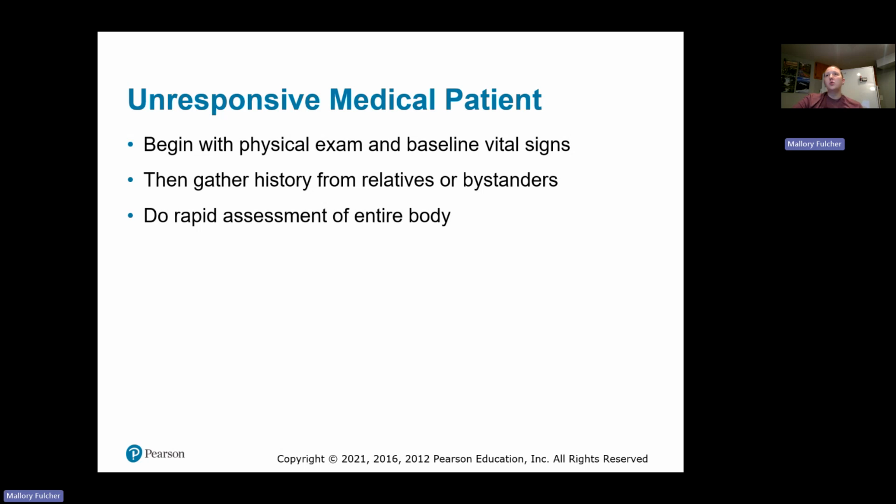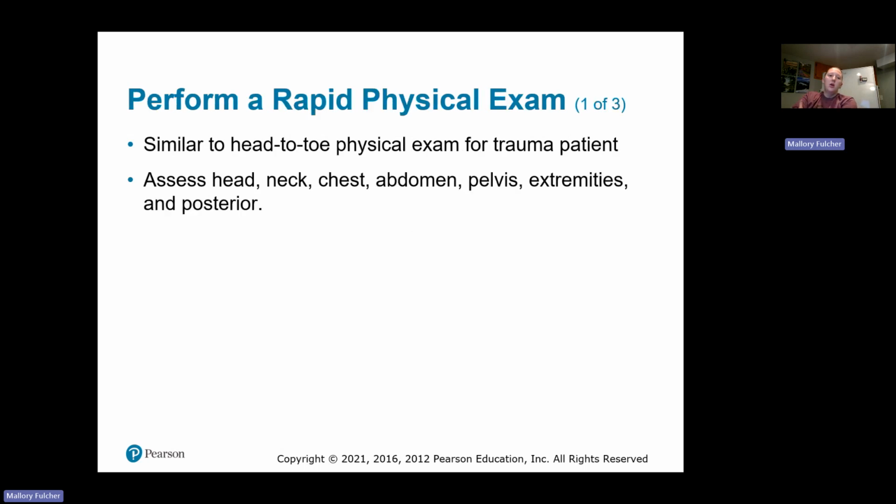Unresponsive patients, we still want to do that baseline physical exam, vital signs, and then, of course, talking to those relatives and bystanders about getting information. You can also look at, like, some people have tattoos on their forearms that'll say things like diabetic, or DNR isn't a valid tattoo. That's not a legal tattoo, but most people, if they get diabetic tattooed on them, it means that they're a diabetic, right?